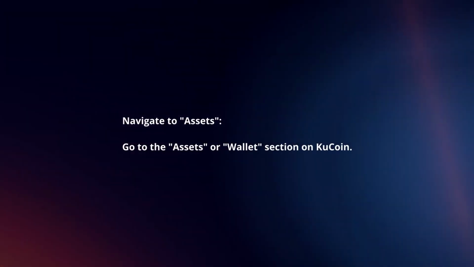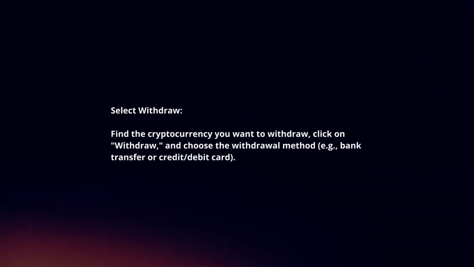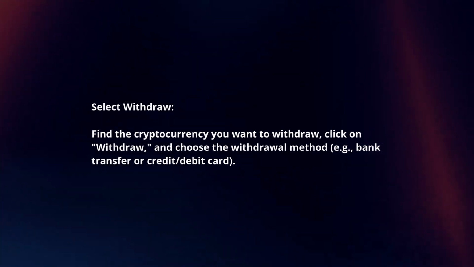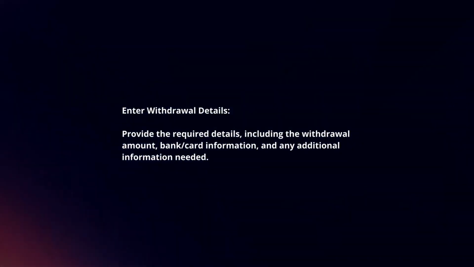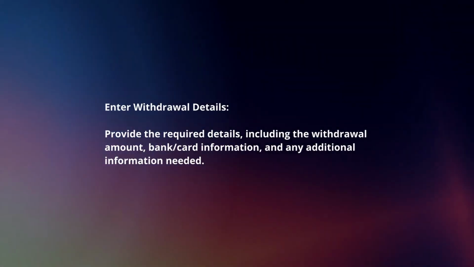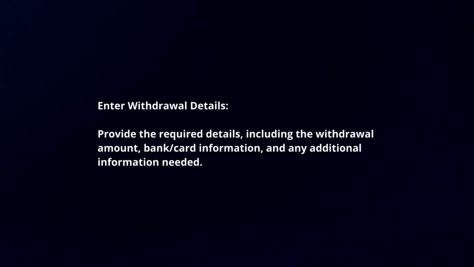Navigate to Assets. Go to the Assets or Wallet section on KuCoin. Select Withdraw. Find the cryptocurrency you want to withdraw. Click on Withdraw and choose the withdrawal method. Enter withdrawal details. Provide the required details, including the withdrawal amount, bank or card information, and any additional information needed.